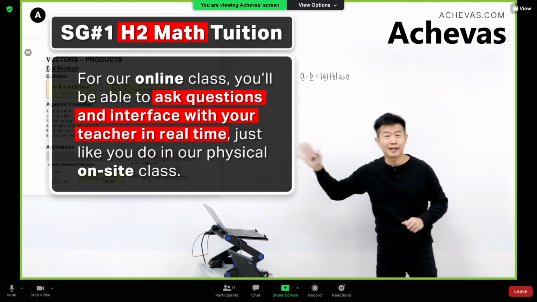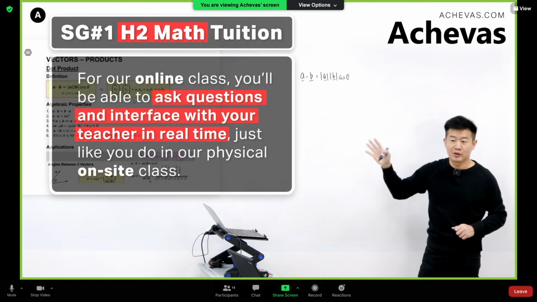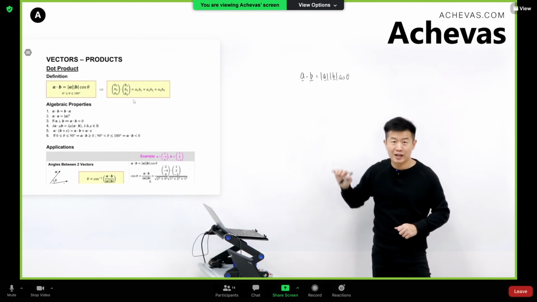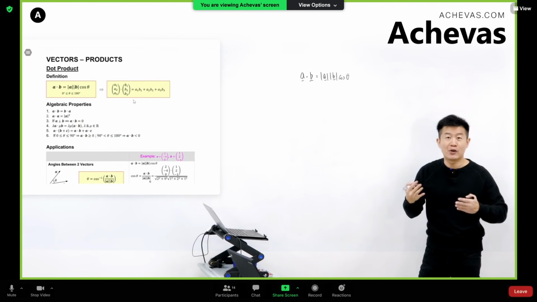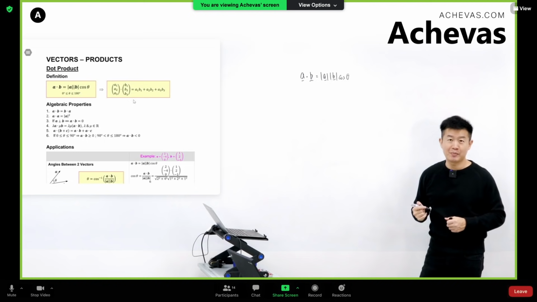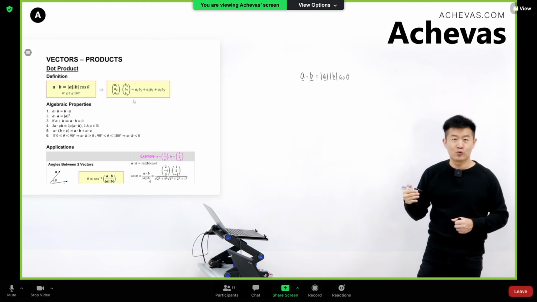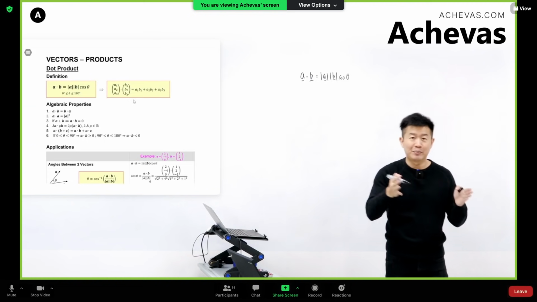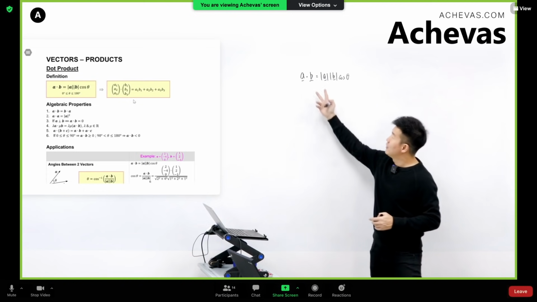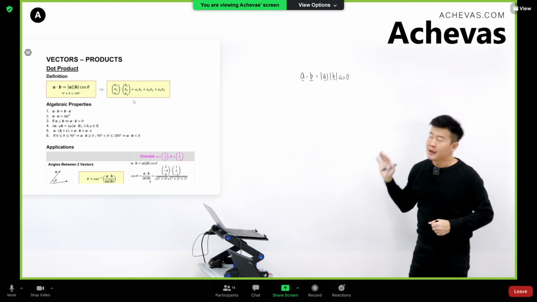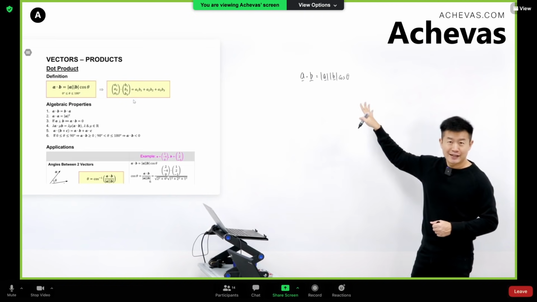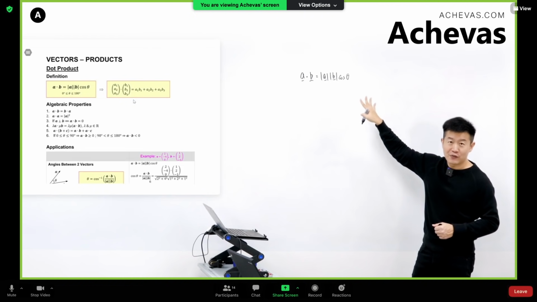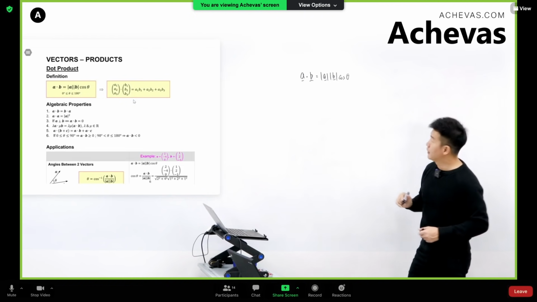You can very quickly take a look at Achevas TV, and on the Achevas TV, if you were to click this yellow color box, you will be able to see the derivation of how this equation came about. It is actually derived using the cosine rule applied to a three-dimensional space for vectors. So that aside, let's see how we can work and understand very quickly about this dot product.